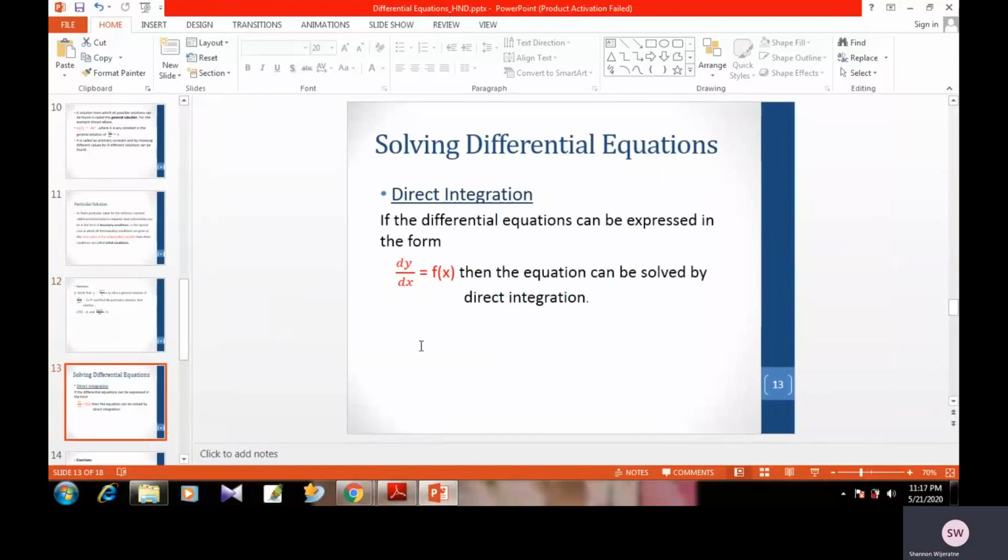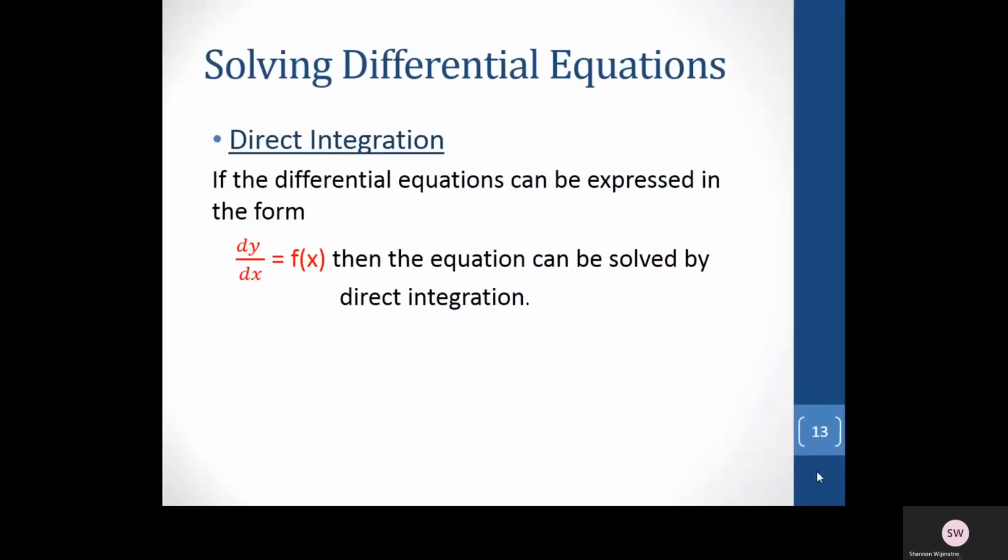And then we come to solving differential equations. In solving differential equations, we are going to look at two methods. There are many different methods of solving differential equations, even for first order differential equations, so we are going to consider the most basic forms. The first one is the direct integration method.